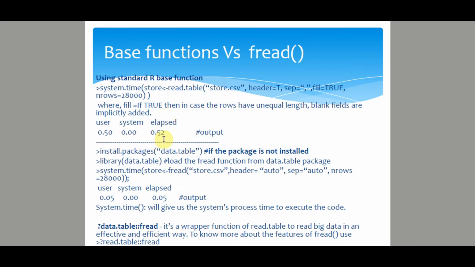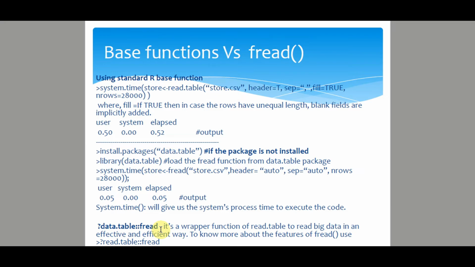Now, to use the fread function, we need to install the data.table package. Then we will redo the same for the fread function. Here we can clearly observe the difference of 100%, 0.5 to 0.05. To know more about the fread function features, use the question mark fread for the full documentation of the function.